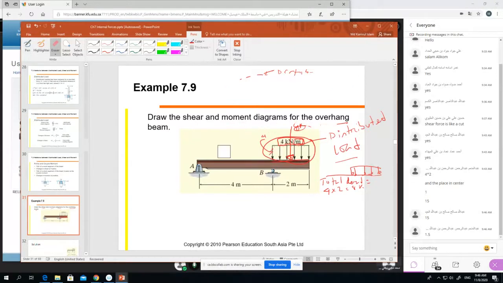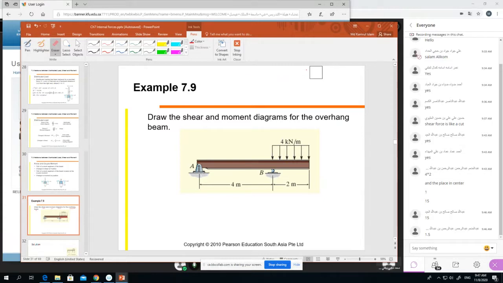Now in an exam or somewhere, the question will be very simple. We just write: calculate, show the shear and moment diagram. That's the shear diagram. But at the first step, you have to find the reaction force. Now, how do we calculate the reaction force here?